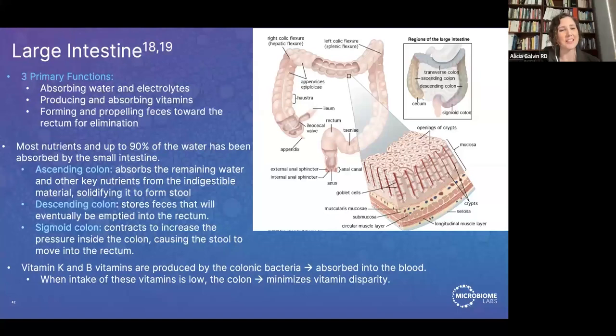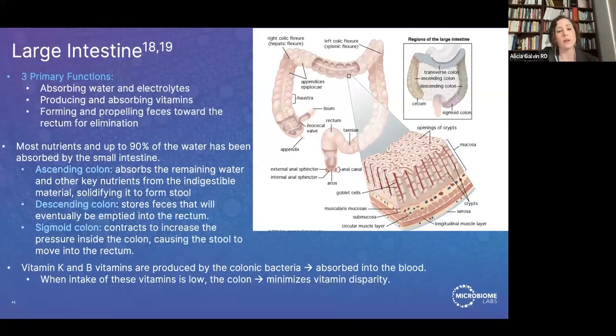But the large intestine, again, has 3 primary functions: absorbing water and electrolytes, and then also making sure that we're having good bowel movements. Now, by the time it gets to the large intestine, again, most of those nutrients and about 90% of the water have already been absorbed. So really, it's about absorbing any remaining water, further solidifying the stool, emptying it into the rectum, and then contracting to make sure that we're having a good, complete bowel movement.